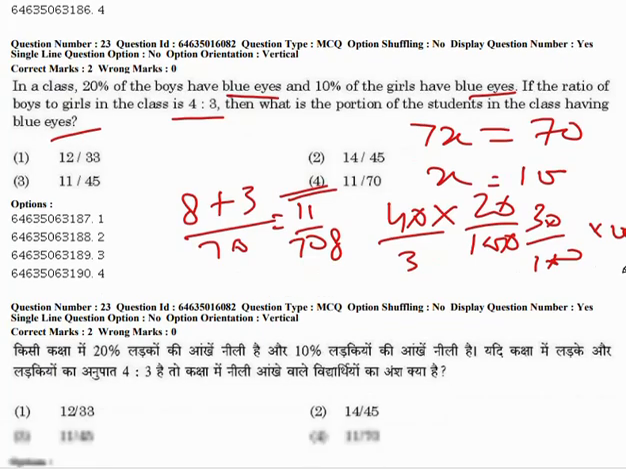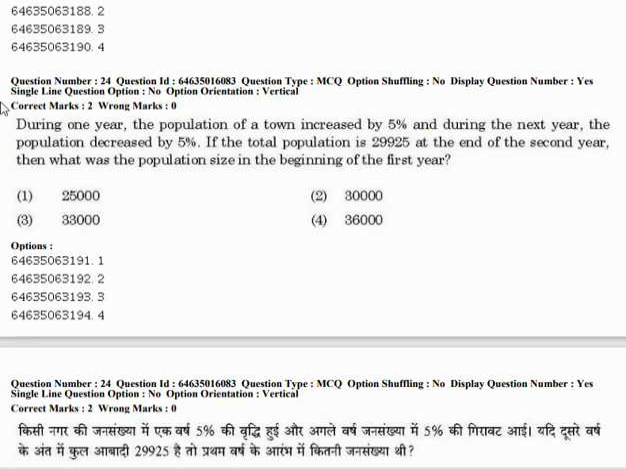Option number 4. Question number 24. During one year, the population of a town is increased by 5%. During the next year, the population is decreased by 5%. The total population is 29925 at the end of the second year. Then what was the population size at the beginning of the year?